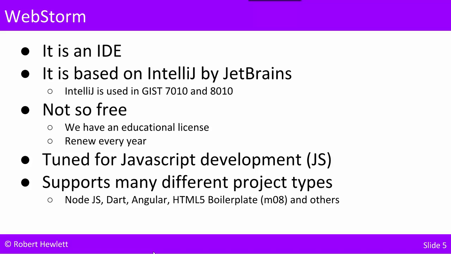It's not free. We can go get IntelliJ JetBrains for free, the community edition, but WebStorm right now doesn't have a community edition. We have an educational license at BSIT, which allows us to use it, which we renew every year. It is tuned for JavaScript development, so that's WebStorm, and it supports many different types of Java projects. Node.js, the one we'll be using in the lab, Dart, Angular based ones, or just straight up HTML5, and of course there are other applications.